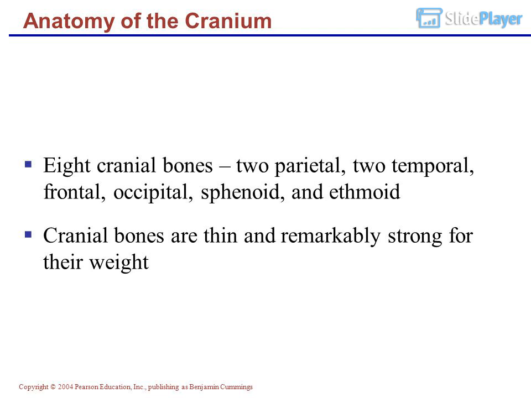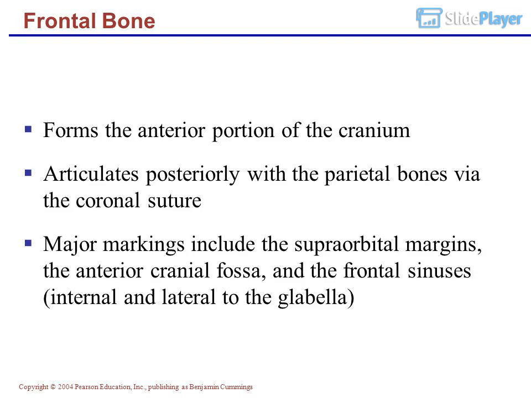Anatomy of the cranium. 8 cranial bones: 2 parietal, 2 temporal, frontal, occipital, sphenoid, and ethmoid. The frontal bone forms the anterior portion of the cranium. It articulates posteriorly with the parietal bones via the coronal suture. Major markings include the supraorbital margins, the anterior cranial fossa, and the frontal sinuses, internal and lateral to the glabella.